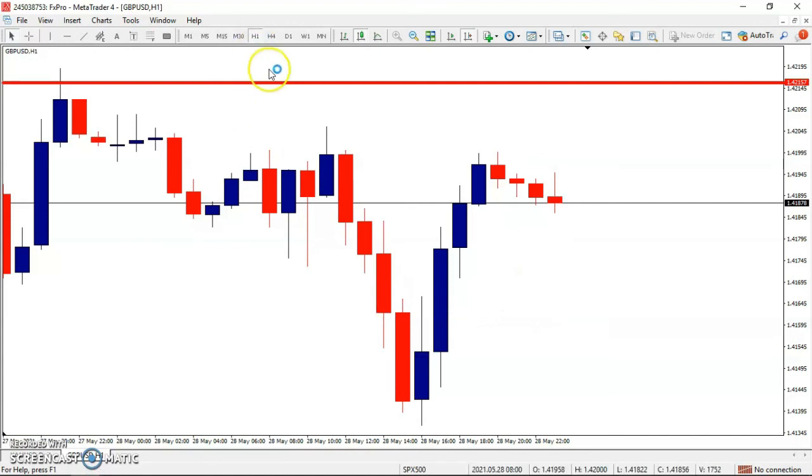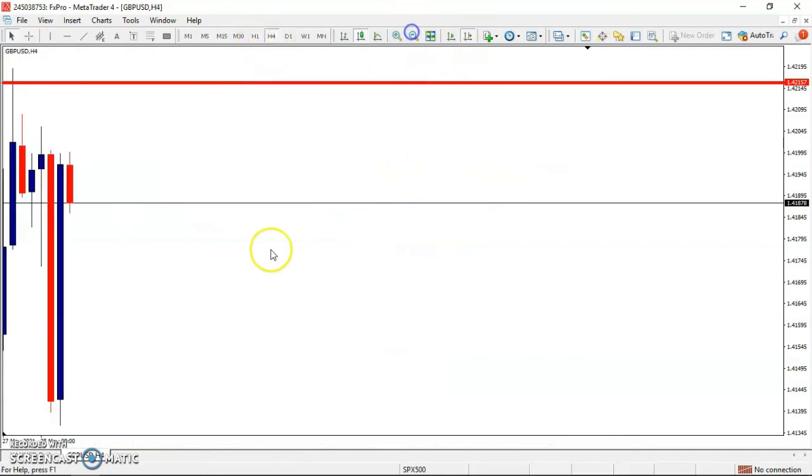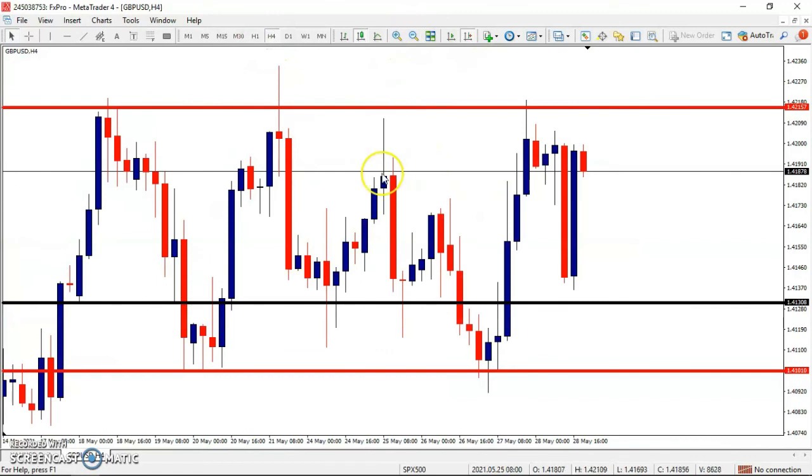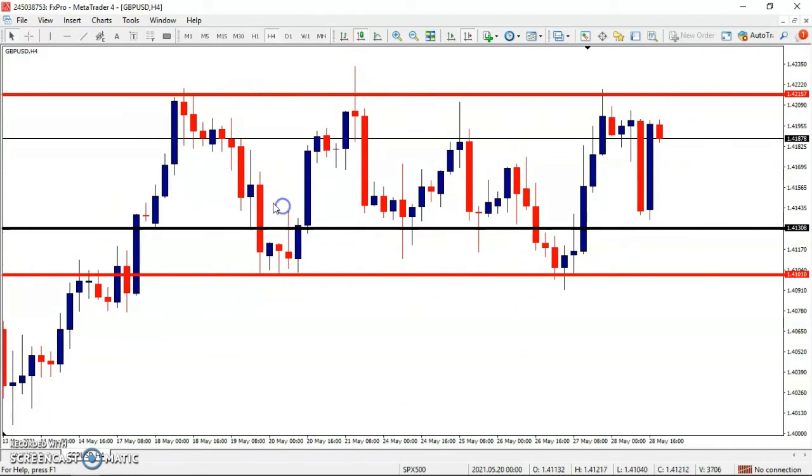So basically, guys, to keep it short, 15 and 5 minutes are for sniper entries, and H4 and H1 are for bigger time frames. So in order for you to capitalize using the sniper entry method, you have to use 5 and 15 minutes so that you can get early in the markets.